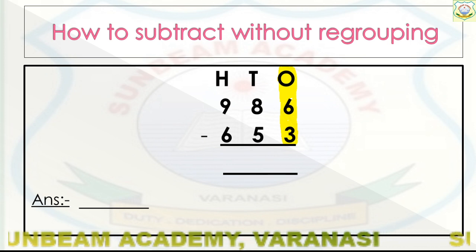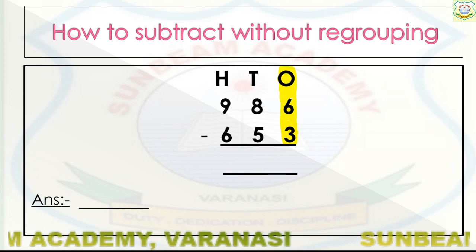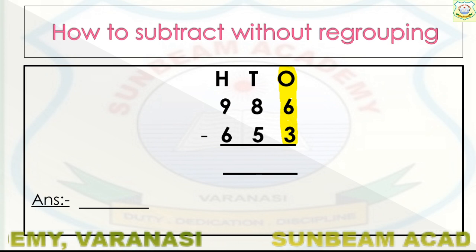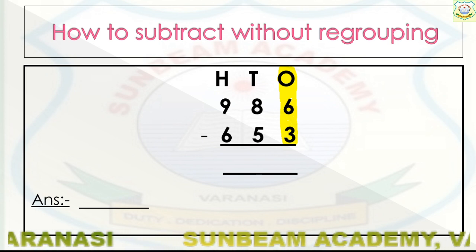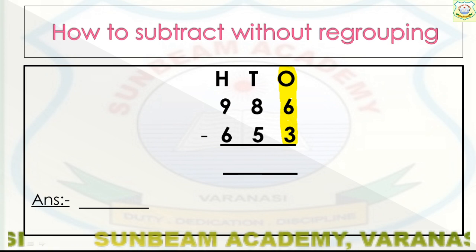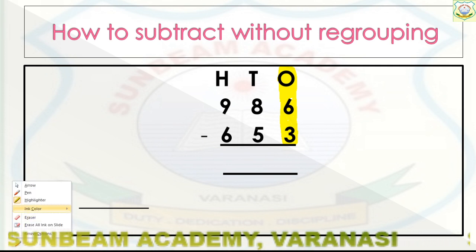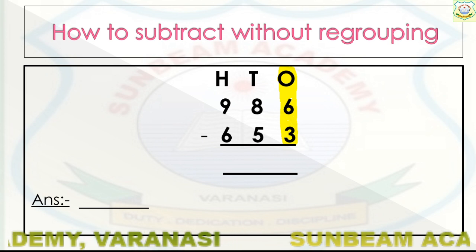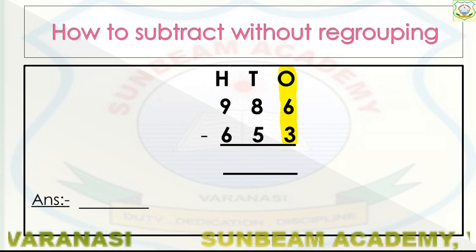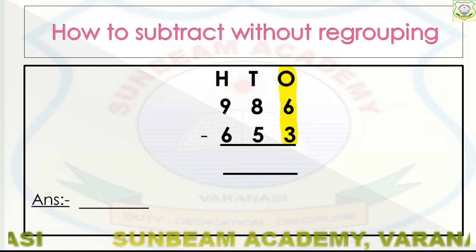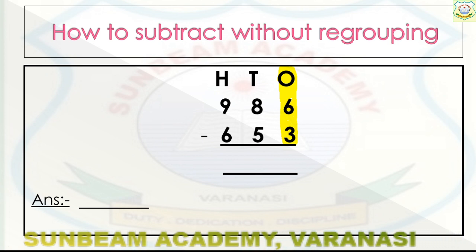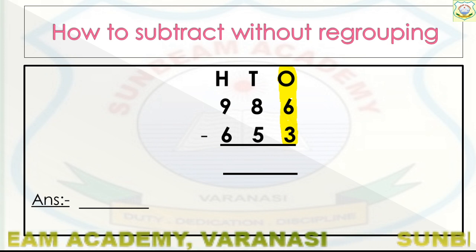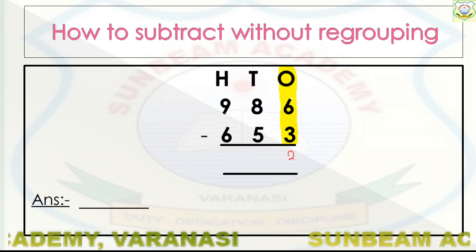Okay. So now, how to subtract without regrouping? First, subtract the ones place. So what do we have to do? We have to subtract the ones place. So now 6 minus 3: if we subtract 3 from 6, what will we get? We will get 3.